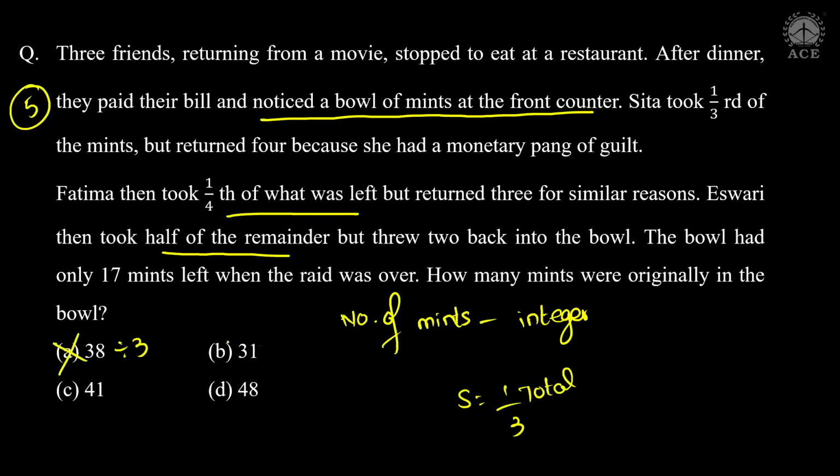38 is not divisible by 3. 31 is not divisible by 3. 41 is not divisible by 3. 48 is your answer. See, no need for those complicated equations. The answer is 48, my dear friends.